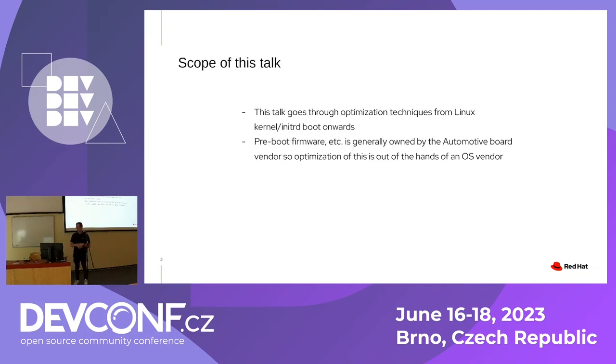So the scope of this talk: the scope of optimization can be quite large, but for this talk, we're gonna focus on optimization techniques from the Linux kernel and initrd boot onwards. What isn't covered is anything before that, because firmware, et cetera, is generally owned by the automotive board vendor. So the optimization of this area is out of the hands of an OS vendor such as us. And obviously the firmware optimization is just as important. It's just something that's not my responsibility.